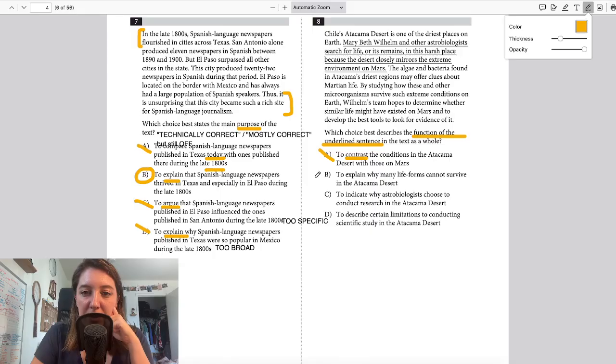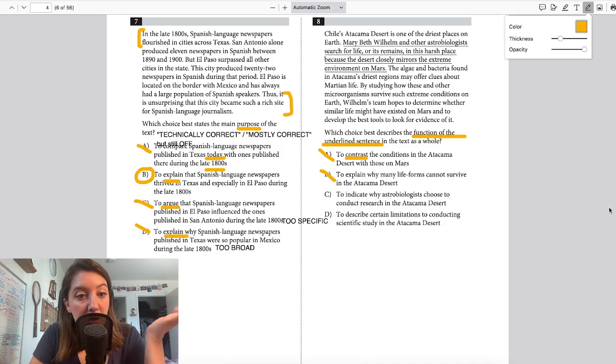B says to explain why many life forms cannot survive in the Atacama Desert. So this is a classic example of too narrow, right? It's not just about the life forms. It's also about this application that they can study Mars by studying the Atacama Desert, ideally, right? Or allegedly. It's also just not true because they don't really talk about why life forms can't survive. They just say it's dry, right? But in the typical structure, this would be a too narrow answer.